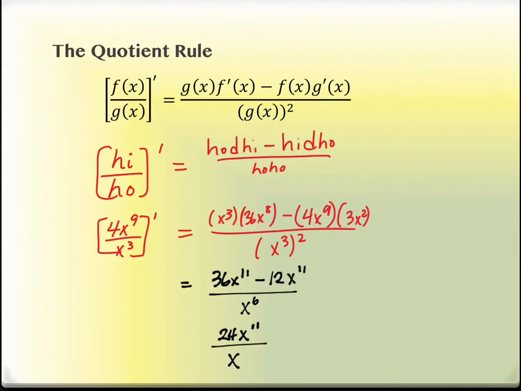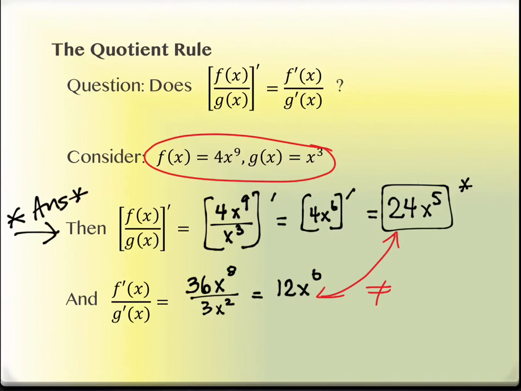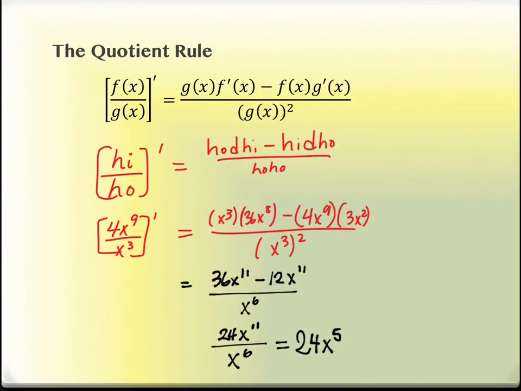And if I divide 24x to the 11th by x to the 6th, 24x to the 5th. And that's what I said it was supposed to be over here, so that's good news, right? Yeah, we did it right. It matched. Okay, so this is the quotient rule.